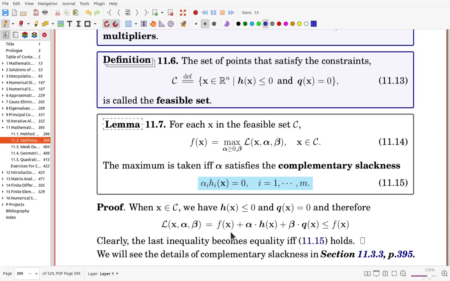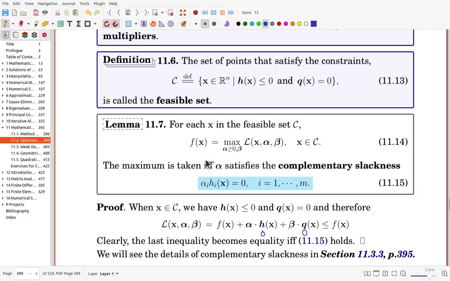And once you try to maximize, since this is non-positive, the maximum value of this term will be 0. Also, because q is 0, that term is 0. So here the equality happens. The maximum of the Lagrangian over the multipliers must be f of x.